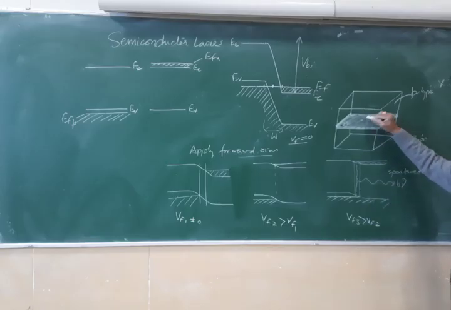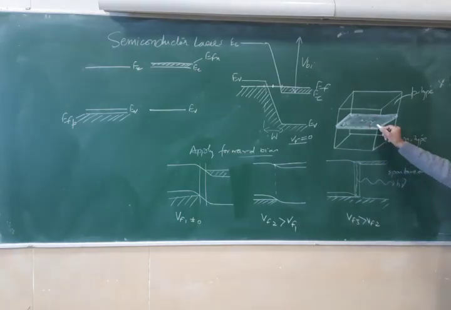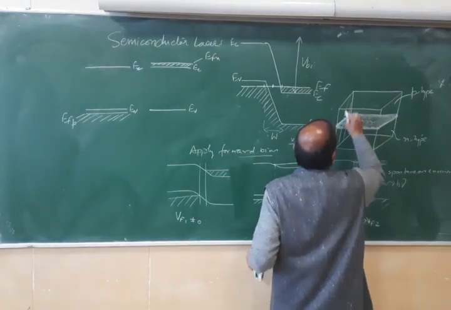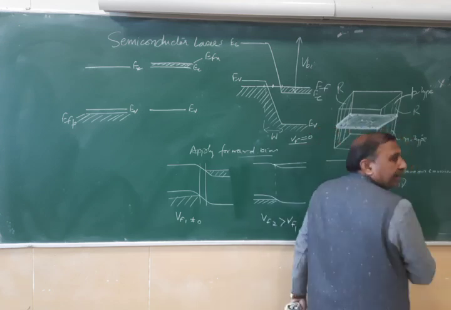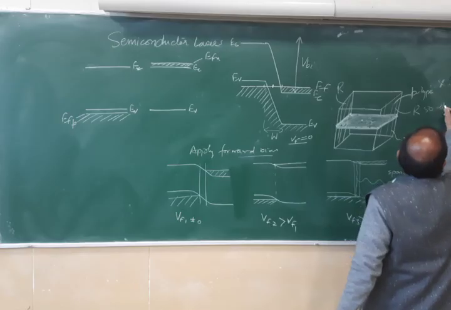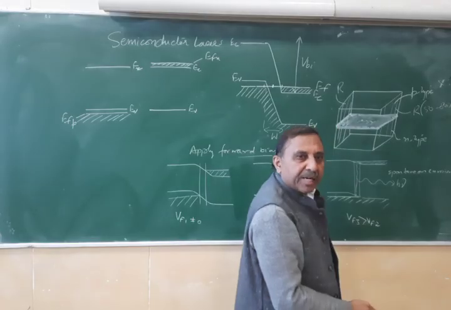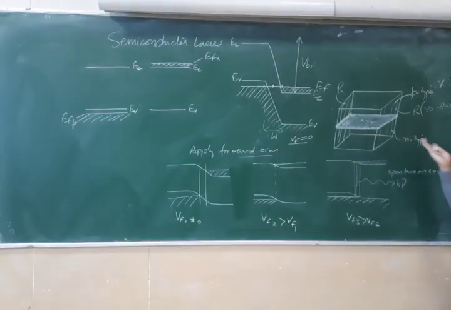Suppose here some electron and hole recombine, and some radiation is emitted in terms of a photon. When this photon is emitted, it will travel this way. So what will we do? We will make this face reflecting, and this face also reflecting. This side face is 50 to 80% reflecting, and this side face is 100% reflecting.